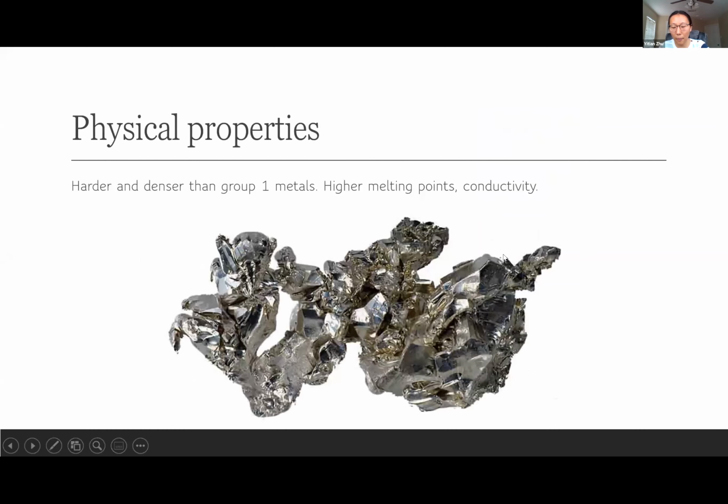So let's talk about the physical properties of group 2 metals first. They're harder and denser than group 1 metals. And the reason for that is, well, first of all, they're denser because their atomic radii are smaller, which means that each atom is less fat and they are condensed tightly together. They're also harder than group 1 metals because the metallic bonding is stronger. And that's because you have 2 valence electrons in the sea of electrons for each atom instead of just 1. That's also why you have higher melting points and conductivity.